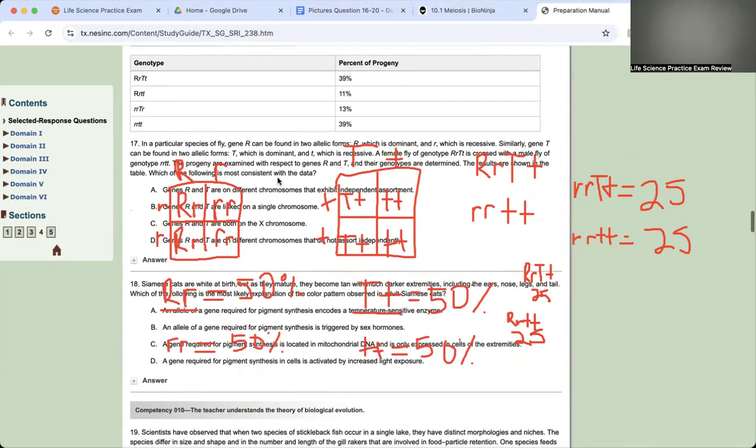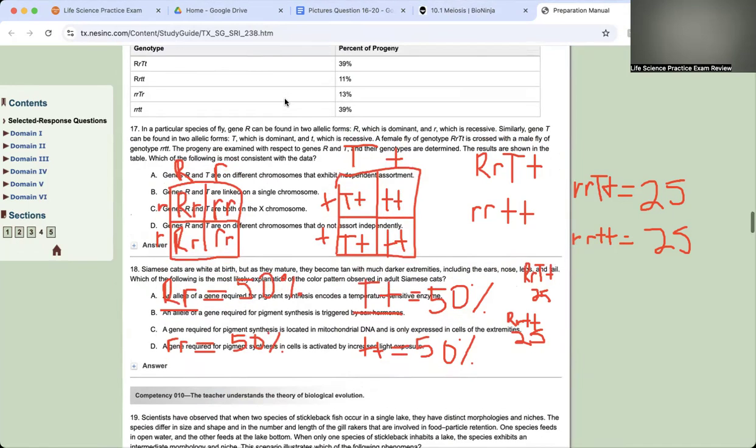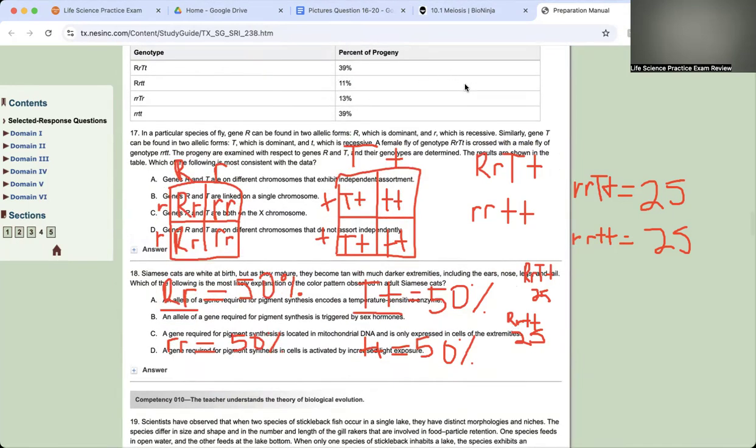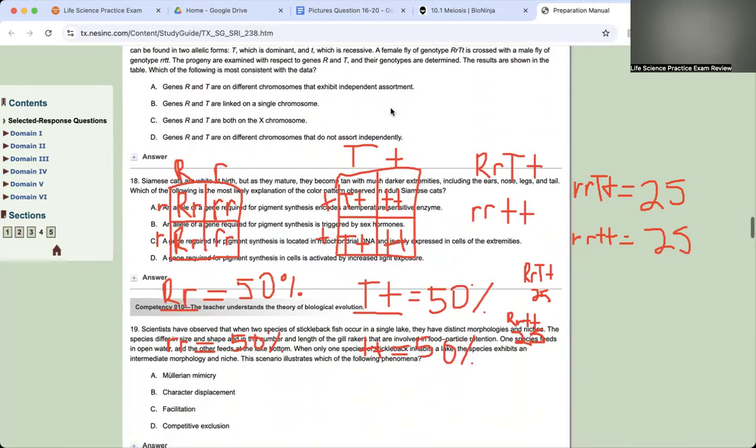So the fact that it doesn't reference the male and female in our data means that there's no indication here that it's on the X chromosome. If they gave us percentages for male and females, that would potentially indicate that it's probably on the X chromosome or the Y chromosome. But in this case, because it doesn't reference that, we can eliminate C.